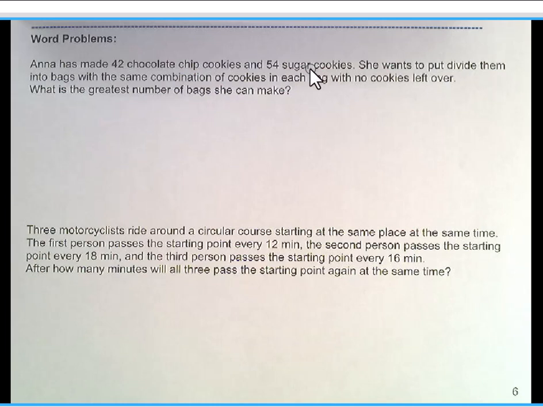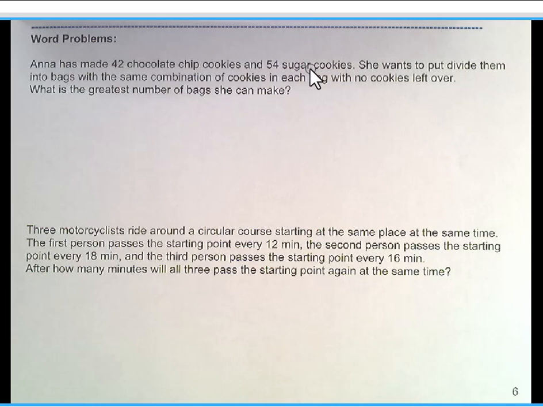We're going to finish this section by doing 2 word problems. The idea here is that you've got to read the word problem and figure out, is it a GCD type of word problem or is it an LCM word problem? And we're going to kind of pick apart the wording and see if we can figure it out.